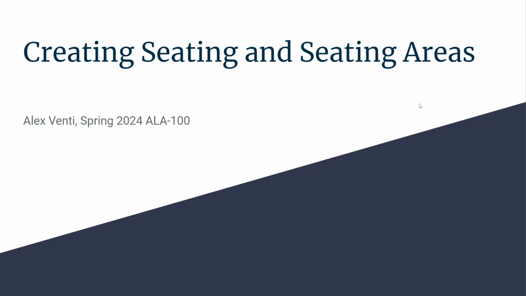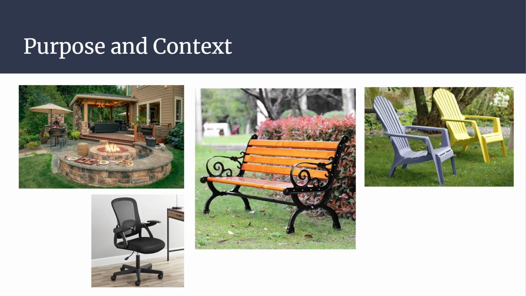All right, so we're going to be talking about creating seating and seating areas today. So starting off, we're going to be looking at purpose and context. Obviously you're going to be making a different product if you are making an office chair versus a park bench versus a lawn chair, because these things are all used for different things. They have different purposes and they're meant to be used in different ways.